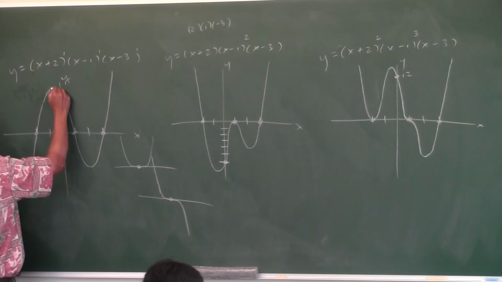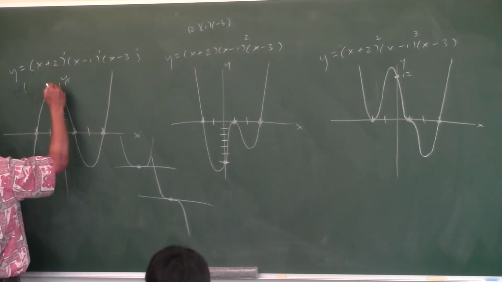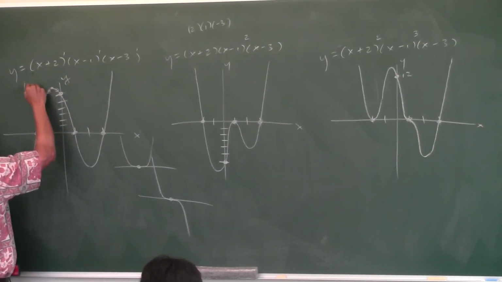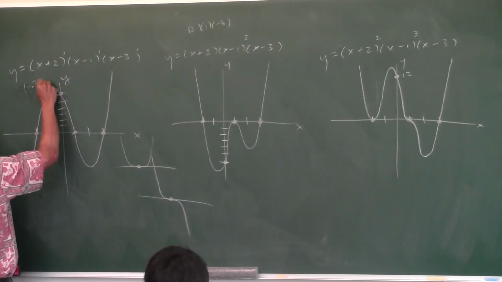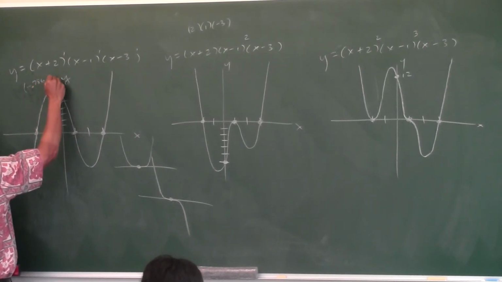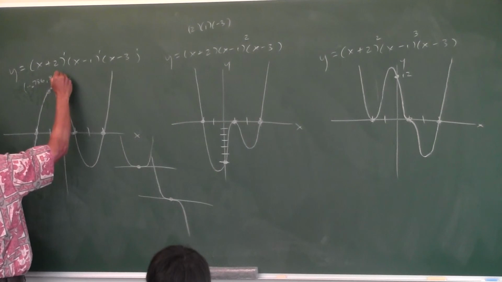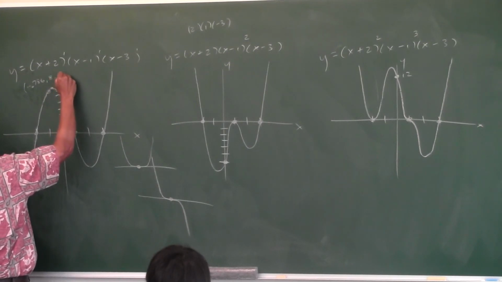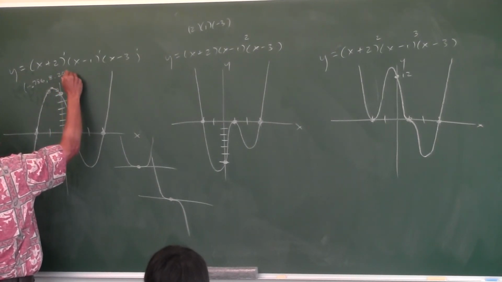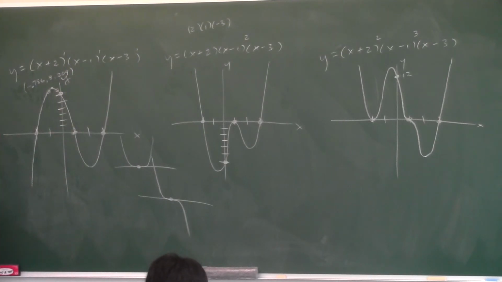So what do you got for this local maximum here? Negative 0.786, comma, 8.2. Come on, the calculator is always 3 decimal places. You gotta get into the habit because that's how it is in calculus. Did everybody get that? Casio people, how do you calculate the maximum?